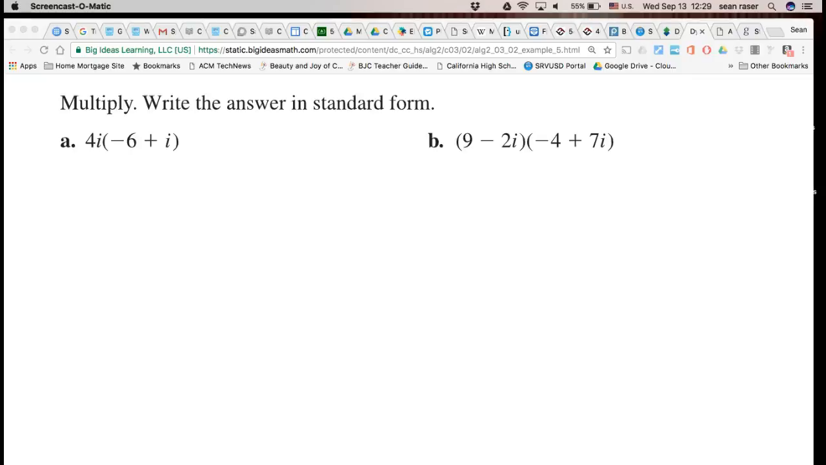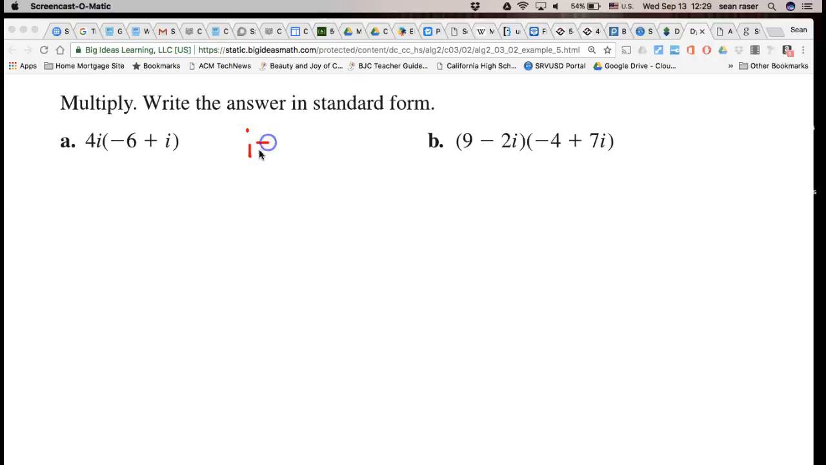All right, for this last example here, we are going to multiply together complex numbers. And with multiplying complex numbers, you're going to either see examples like this, where you are simply distributing a term to a complex number, or the second problem, where you have to FOIL, because these are two binomials. So the key here is remembering what we talked about in the very first video.